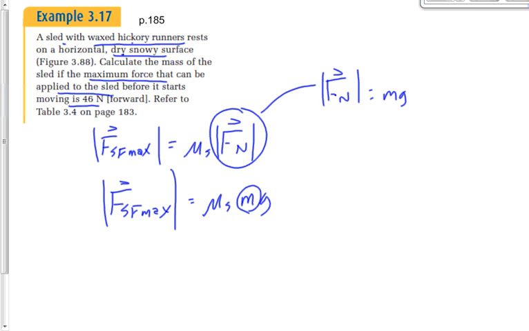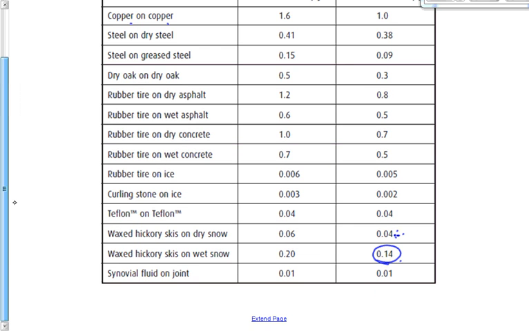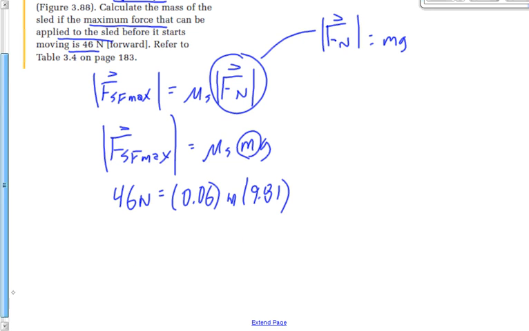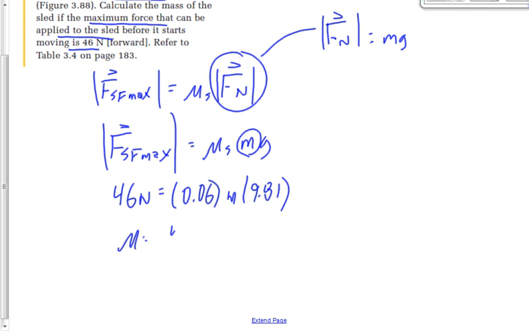We're solving for m. We know the max force of static friction. We don't know necessarily what the force of static friction is at any given time, but the maximum value is 46 newtons. Coefficient, we're dealing with static friction here, right? So the coefficient of static friction between waxed hickory and dry snow. Let's go down here. Waxed hickory, dry snow, 0.06. So let's solve for the mass here now. It's 46 divided by 0.06 times 9.81.